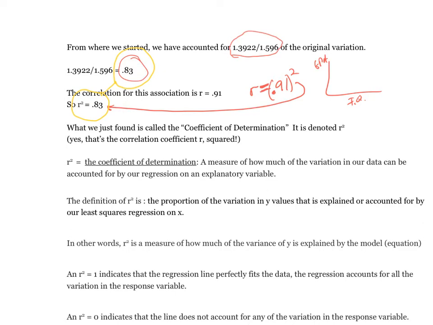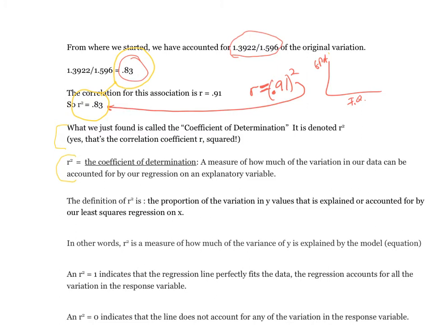Okay? So, what we just found is called the coefficient of determination. It is denoted as R squared. And yes, that's the correlation coefficient, R, squared. Okay? So, the definition of this, it's a measure of how much of the variation in our data can be accounted for by our regression on the explanatory variable. So in other words, it's how much of the variation in GPAs I can account for based on our regression with IQ. So I can account for 83% of the variation, which is fabulous. I've almost accounted for all of it.